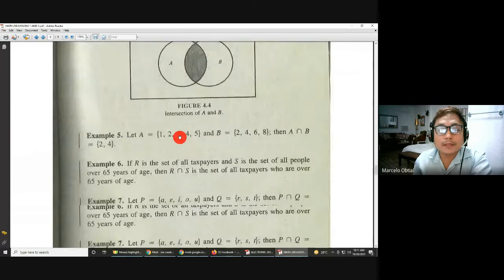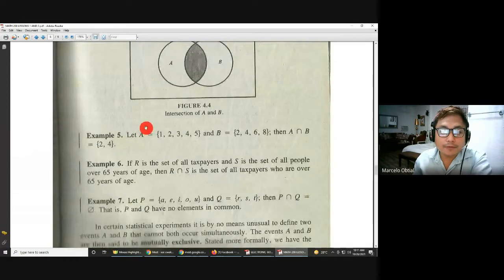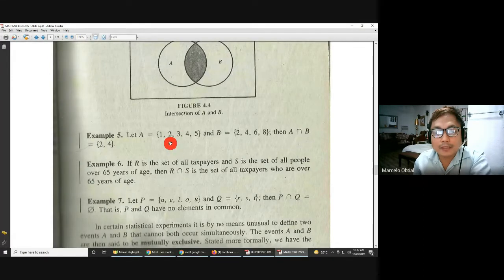Example, if event A consists of these elements, 1, 2, 3, 4, 5, and event B consists of these elements, 2, 4, 6, and 8. You're asked, what is the intersection of A and B? In short, you just need to pinpoint kung anong element na magkapareho silang meron.